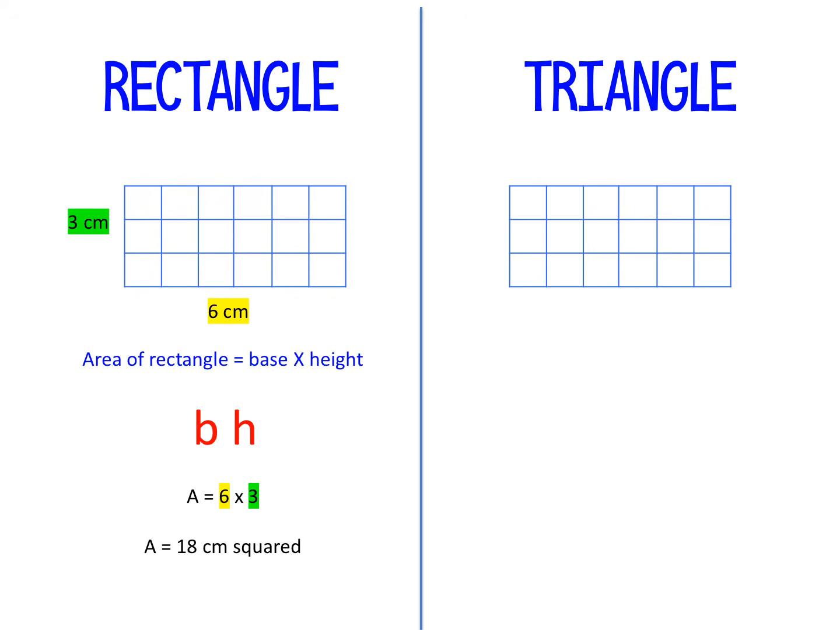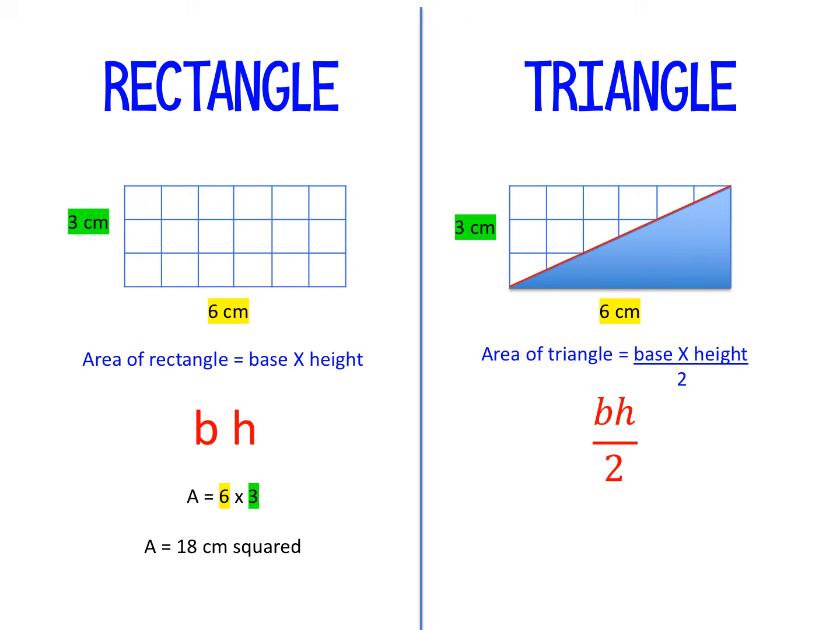If we take this same rectangle and we divide it in half diagonally, we can create two triangles of the same base and same height, but half the size of the area. So to find the area of a triangle, we take base times height divided by 2. In this example, we would have 6 times 3 divided by 2, or 9 square centimeters would be the area of this triangle with a base of 6 and a height of 3. So a triangle is always 1/2 base times height, or base times height divided by 2.